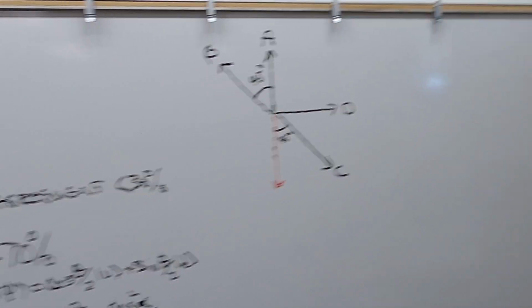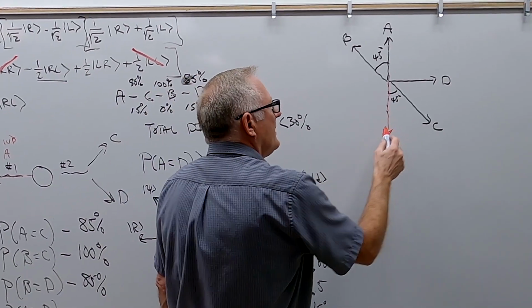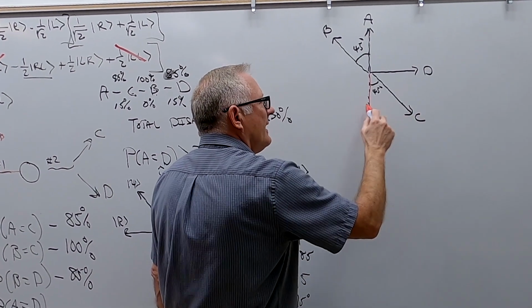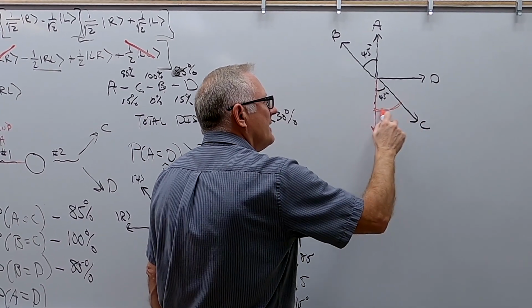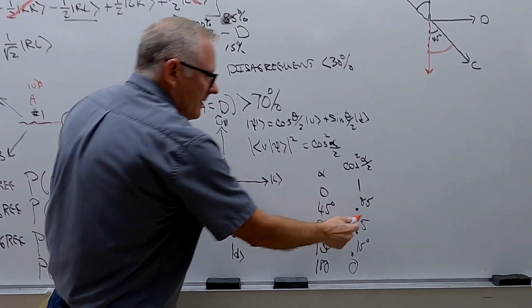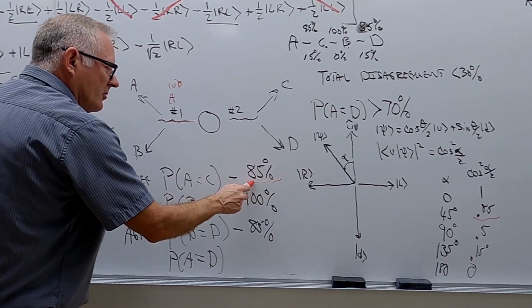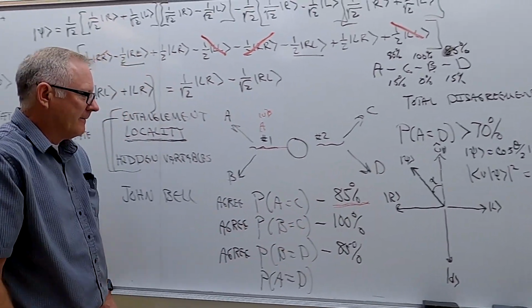Well, how far am I from C? Because I want to do A and C. Well, between this guy and C, you got 45 degrees. 45 degrees is 0.85, which is 85%. So it coincides with this right here.